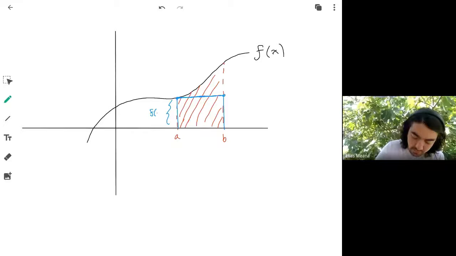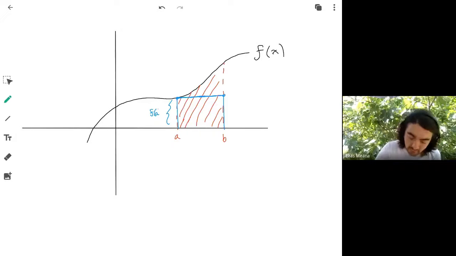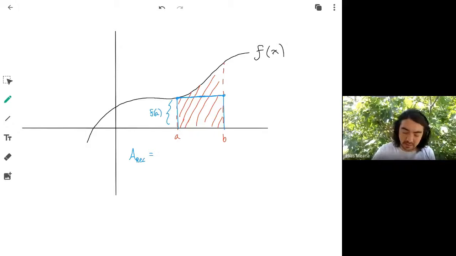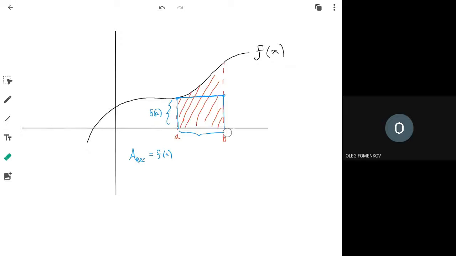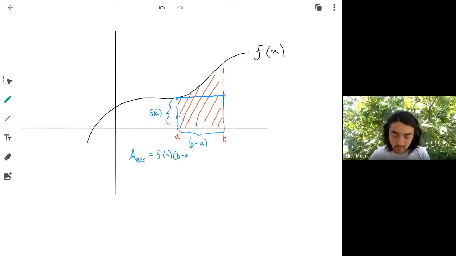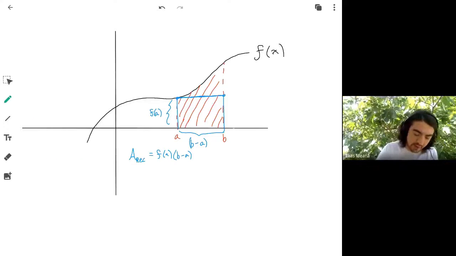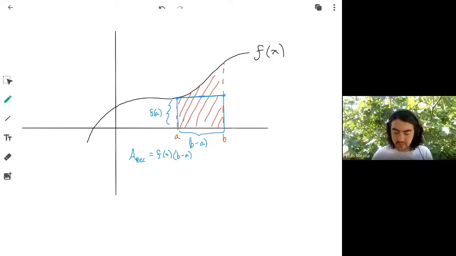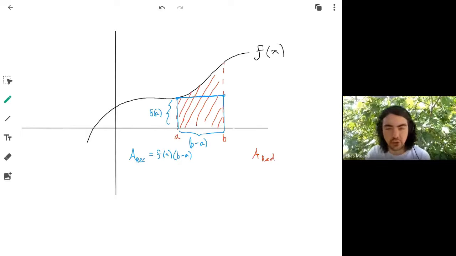Good. All right. And so we'd say that the area of the rectangle, this is exactly what we were doing yesterday, right? No difference. The area of the rectangle is going to be the height, which is F of A, times the width. What's the width? B minus A, right? It's just the difference of the x coordinate. So the area of our rectangle is going to be F of A times B minus A. And the area of our red thing, we don't know exactly what it is. We'll say that the area of the red thing is just called area of red thing. It's the thing that we're actually trying to figure out.